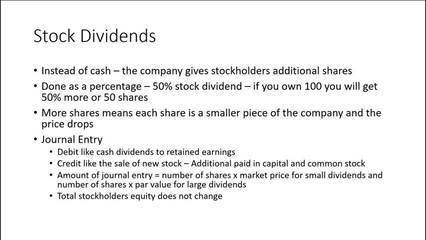Now, stock dividends, much rarer than cash dividends. Instead of cash, we're going to give you more stock. Usually we're going to state that as a percentage. So a 50% stock dividend is we're going to give you 50% more, or 50 shares. If you own 100, we're going to give you 50 more. 80% stock dividend would be 80 more shares. 100% stock dividend, if you had 100, you'd get another 100, and you'd have 200 total.